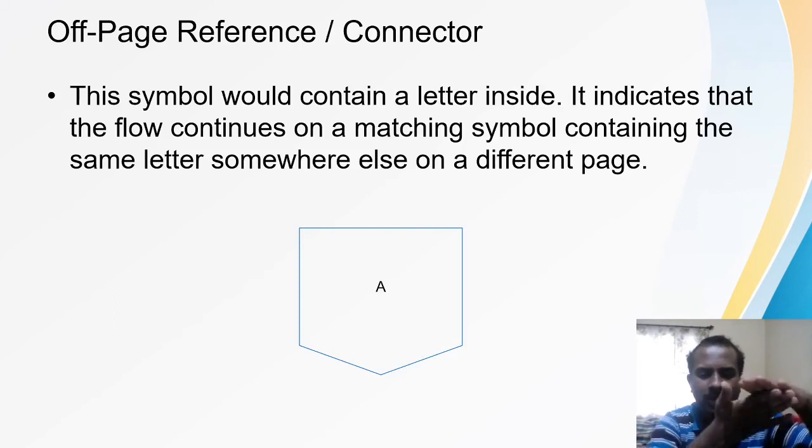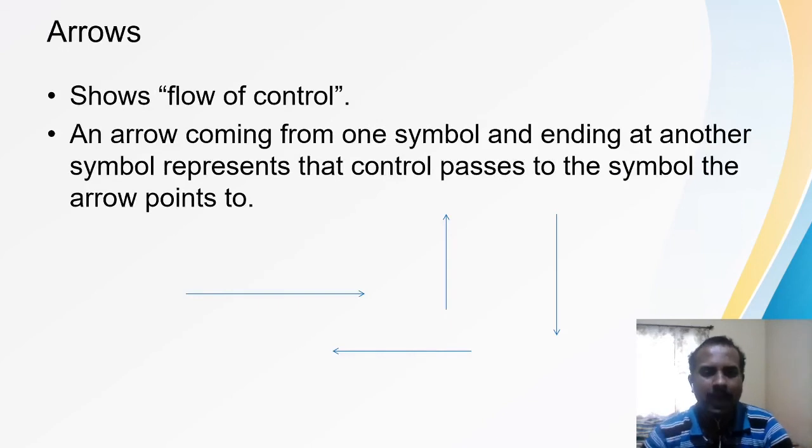For example, if I am going to write the complete algorithm, I am going to write one half in one page and then turn the page and write the other half in another page. So that time I am going to use the off page connector, and the off page connector is going to have a label also. It is similar to your on page connector.